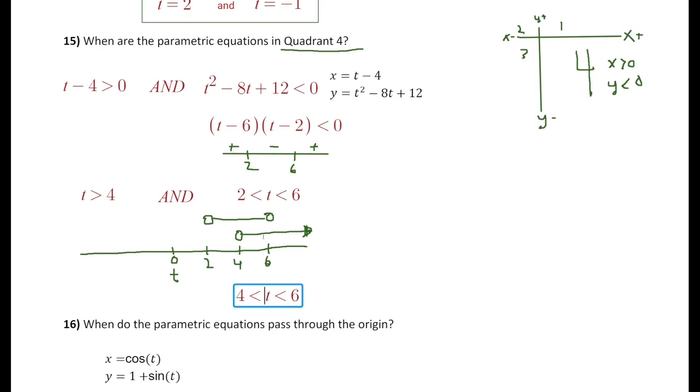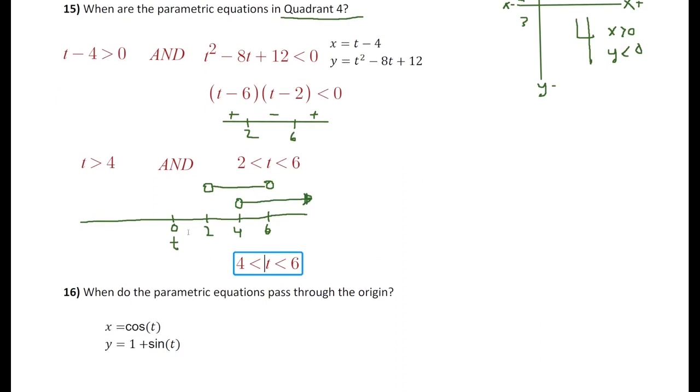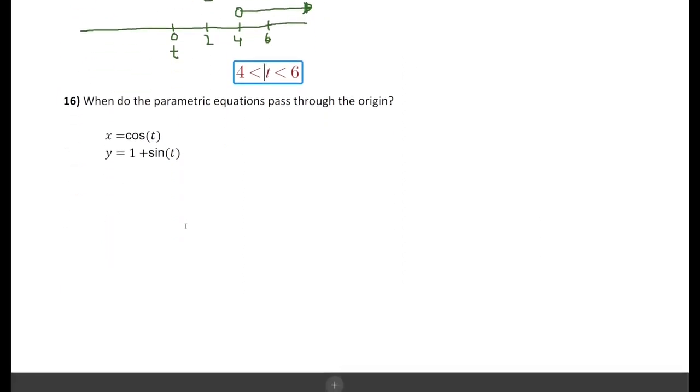So that's kind of a tough one. There's a lot going on with that problem, but I think this will be a good little preview for what's coming up. Number 16, we want to know, when does it pass through the origin? You just kind of have to know what origin means. That means you're at the point 0, 0. So we want to find what time these are both 0.